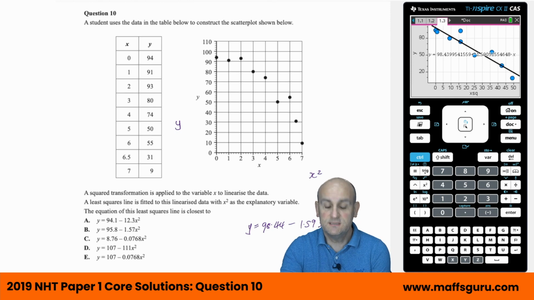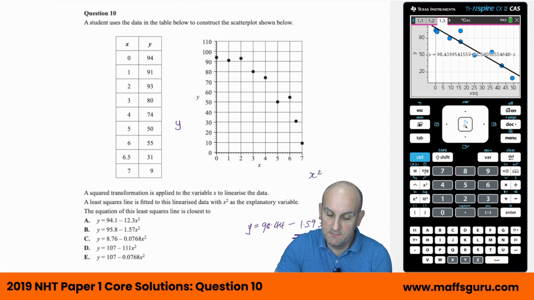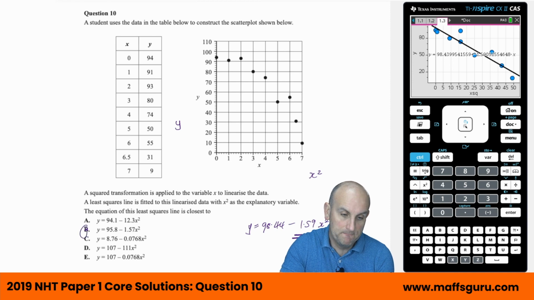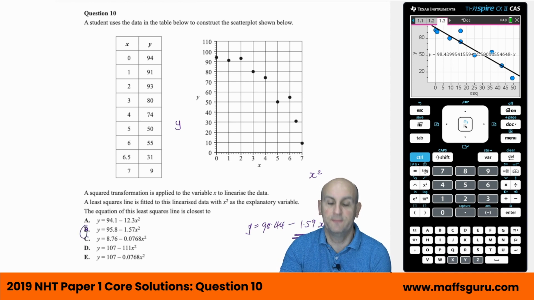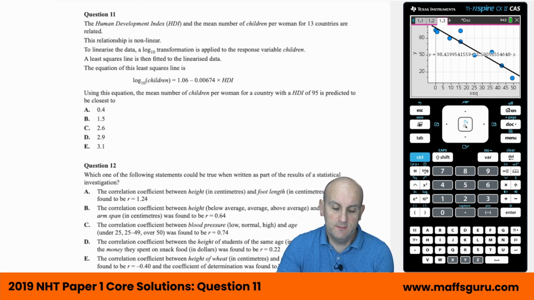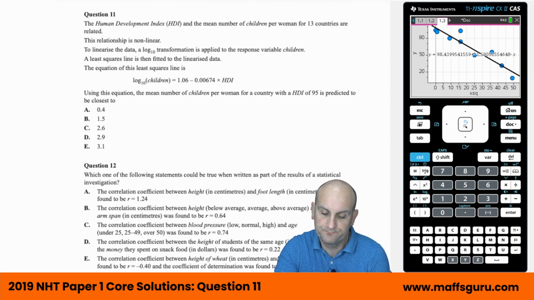98.44. And because the question wants the one that's closest to, well, the one that seems to be closest to, actually is the one that has this minus 1.59. That's 1.57. So question number 10, B, was the correct answer. And obviously for a moment there I got tricked because I was like, it's not exact, but it does say closest to.